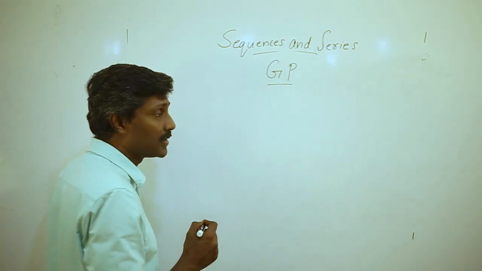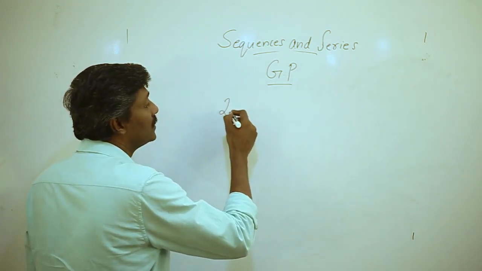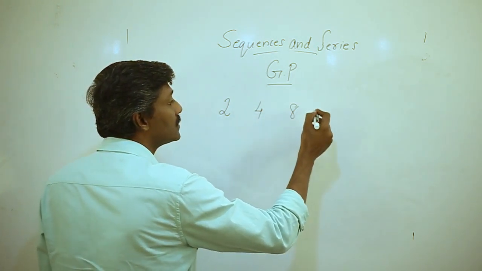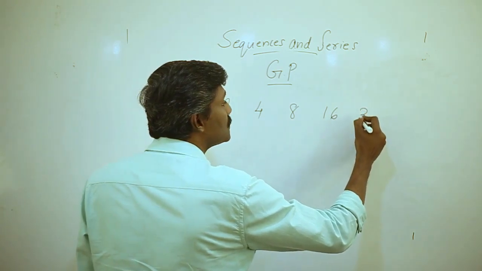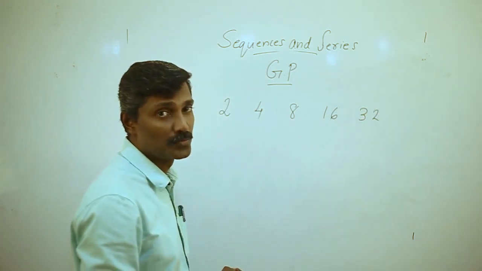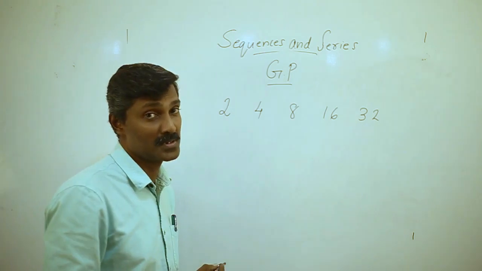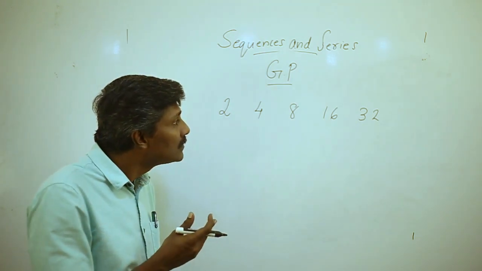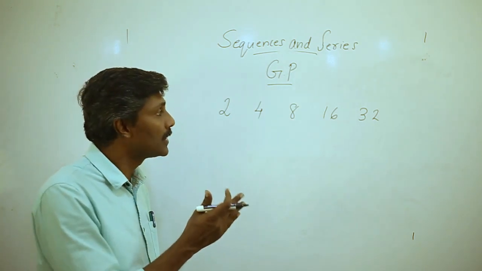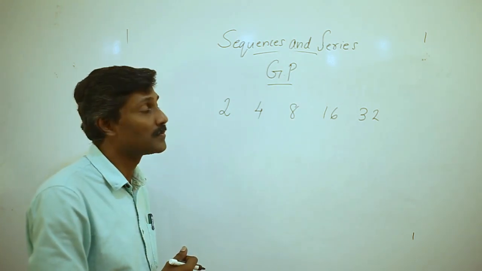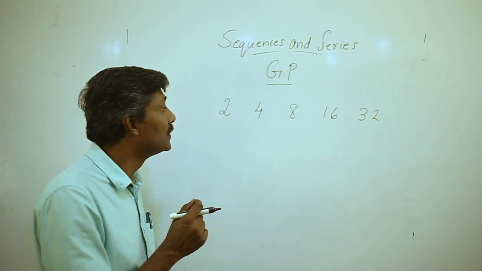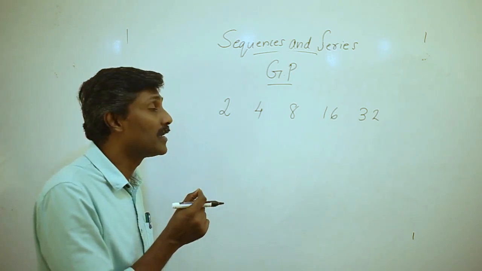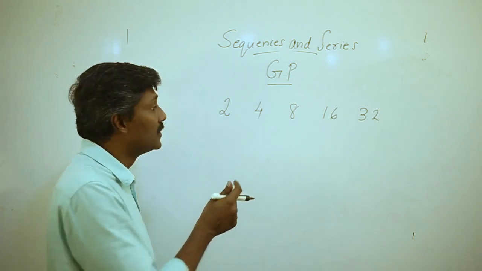Again, let's start with a simple example. 2, 4, 8, 16, 32, 64, 128, 256, 512, 1024, etc. What is the thing that you can notice in this particular sequence? You see that every number is multiplied by a constant number.